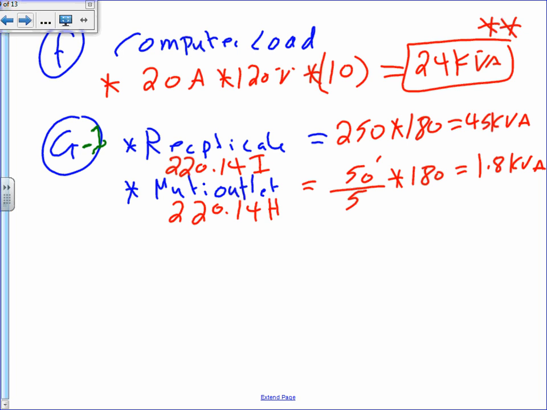Now add them up. That will get you 46.8 kVA. Add the two up. Then the last step: these are the two steps. Then we need to demand them. Demand.